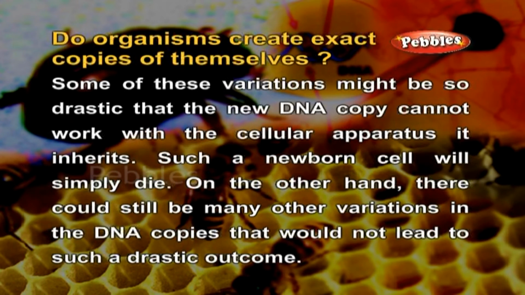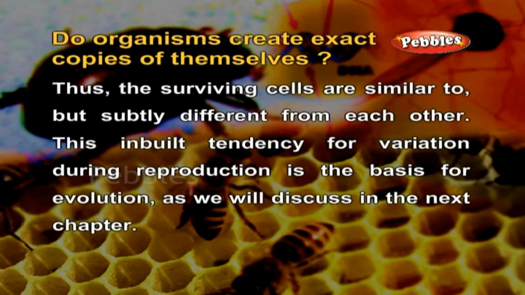Some of these variations might be so drastic that the new DNA copy cannot work with the cellular apparatus it inherits. Such a newborn cell will simply die. On the other hand, there could still be many other variations in the DNA copies that would not lead to such a drastic outcome. Thus, the surviving cells are similar to but subtly different from each other. This inbuilt tendency for variation during reproduction is the basis for evolution, as we will discuss in the next chapter.